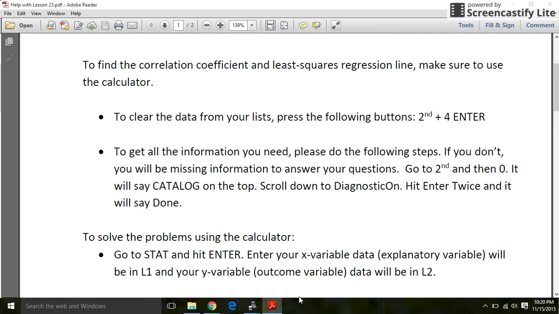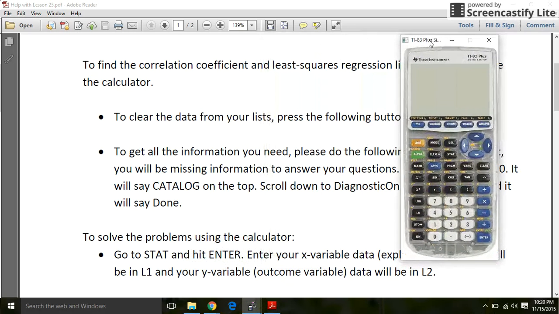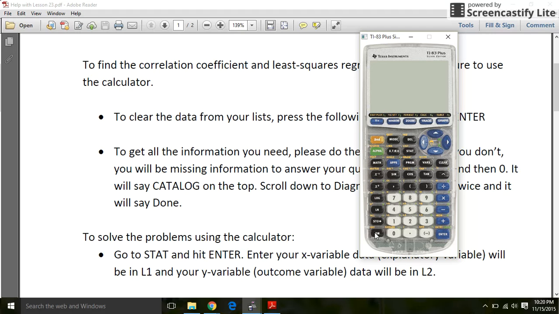In the calculator, and I did this in the calculator help, but I'm going to repeat it right now. If you need to clear your list, you're going to turn your calculator on. You're going to do second, plus, 4, enter. And that clears out your L1, L2, L3.